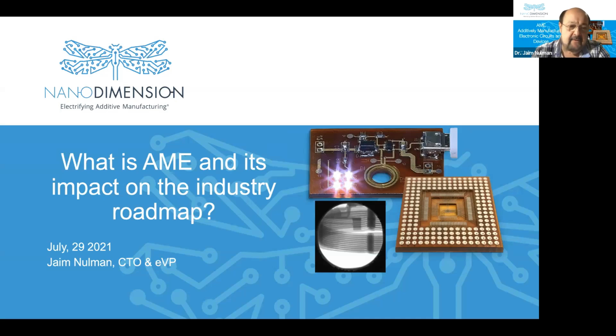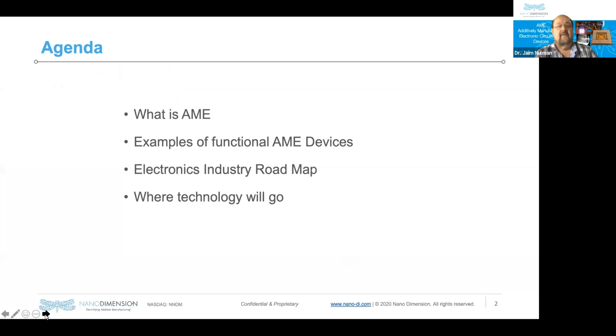So the subjects I'm going to cover today, or basically the agenda for today, is what is AME, examples of functional AME devices. So you can see what can be done, and this is just some examples, there is way more. The electronics industry roadmap and where technology will go with this as it applies to the industry roadmap. The direction that the AME fabrication technology can allow the engineers and the circuit designers and application designers to work on.